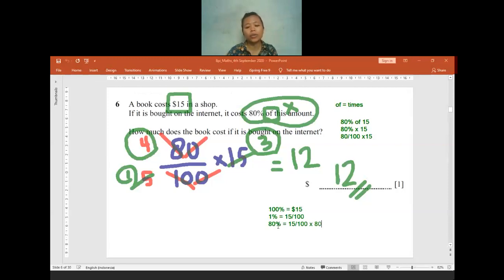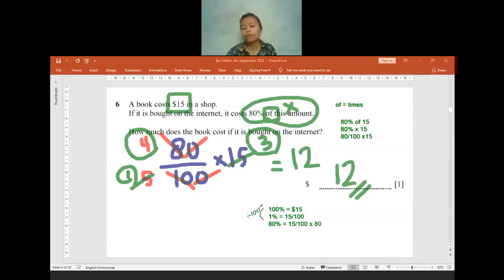The answer will be the same still. Is it your question, or do you mean another way, a different way? This is from 100 into 1%. I divide everything by 100.